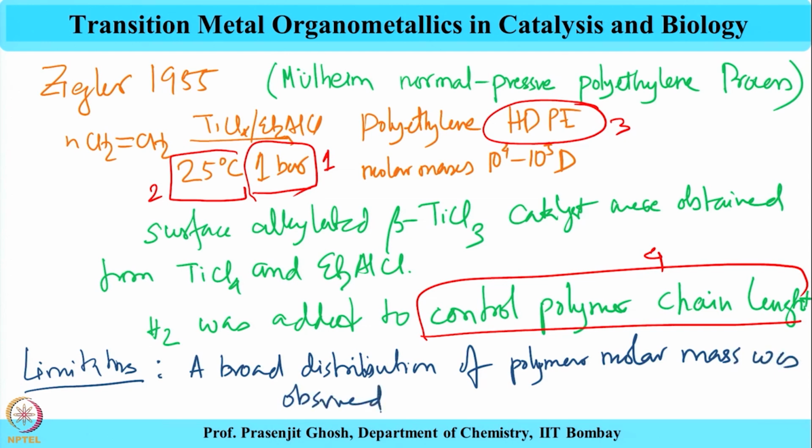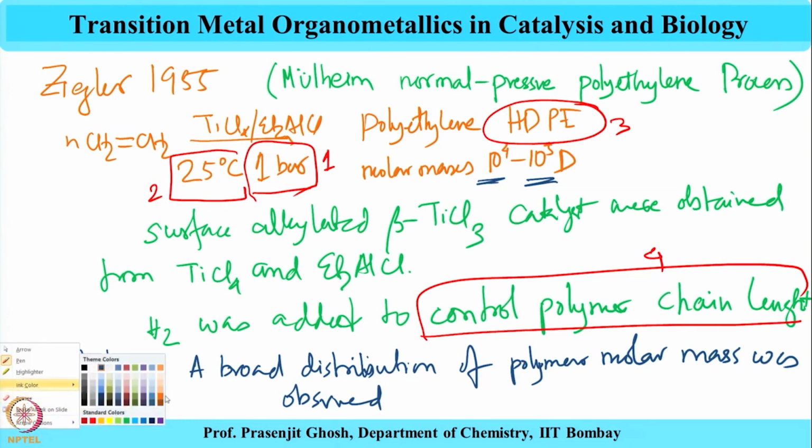So that means with broad distribution, the chain lengths varied a lot, as we have seen, from 10 to the 4 to 10 to the 5 Dalton, and that means that these are multi-site catalysts. So, to overcome this limitation, efforts were put into developing single site catalysis.